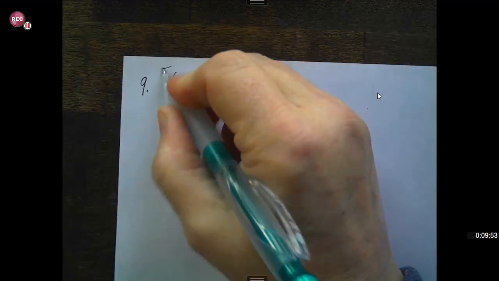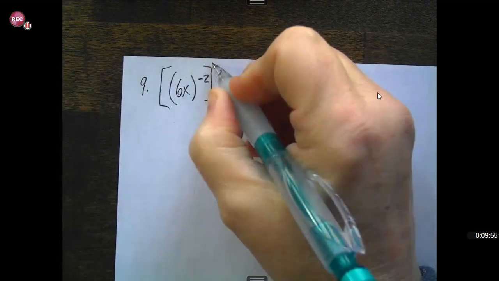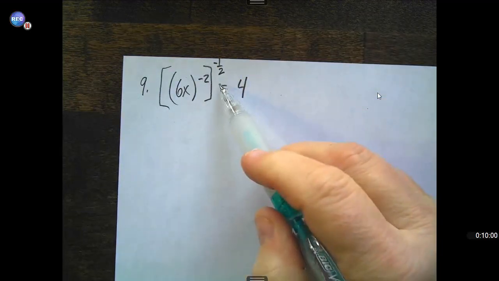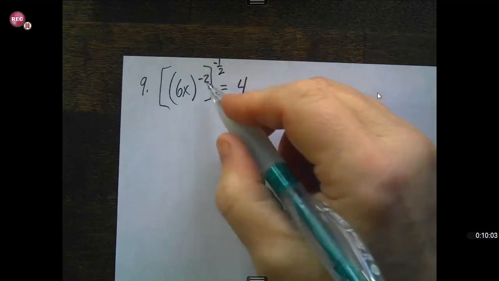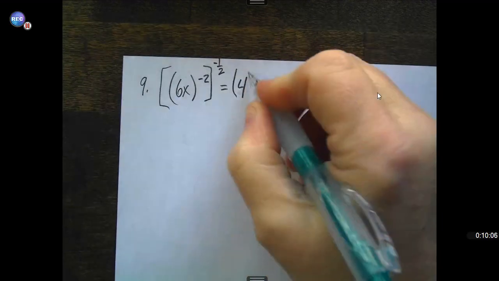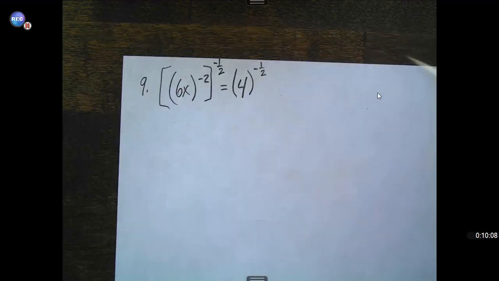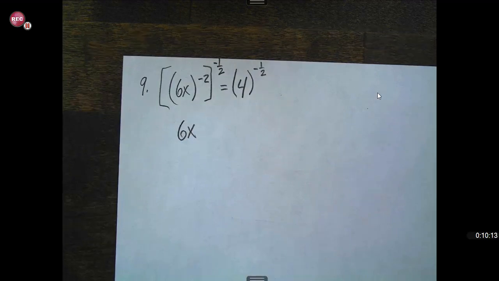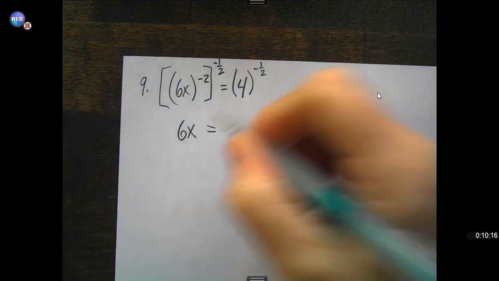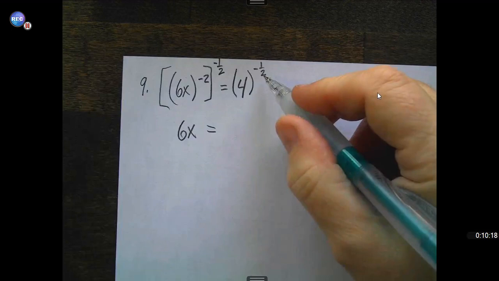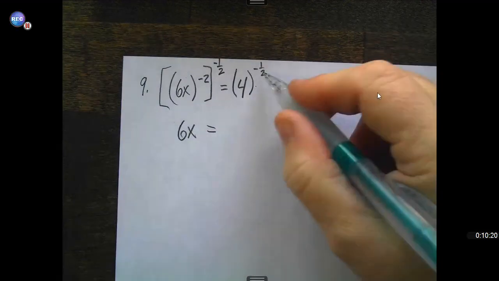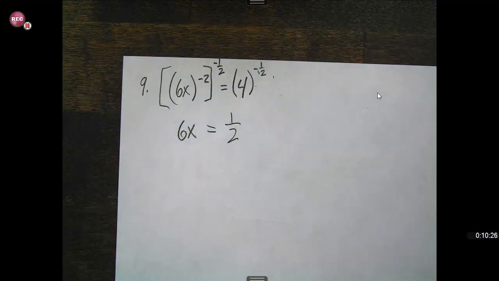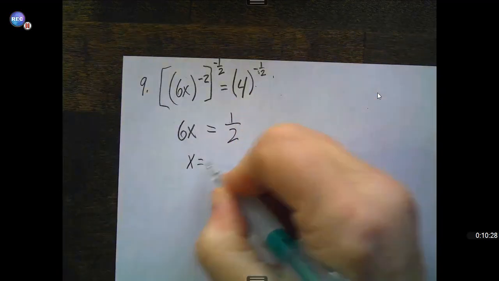So what I do is I take this and I raise both sides to the negative 1/2 power. Because when I multiply those exponents, then I get positive 1. But if I raise this side to the negative 1/2 power, I have to raise this side to the negative 1/2 power. So over here, I get 6x. That's the beauty of it. Over here, I get the square root of 4 is 2, but because that's negative, it's going to be 1/2. And then I would divide by 6, and x is 1/12.